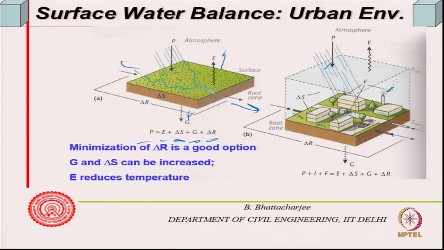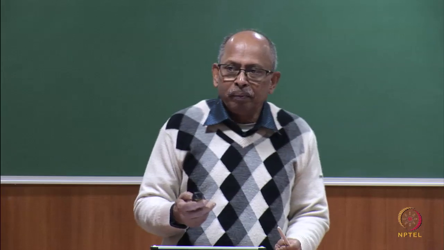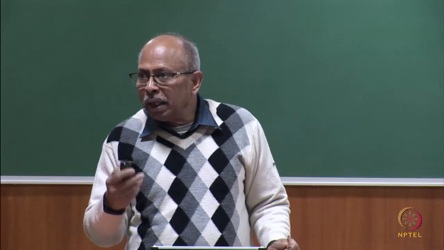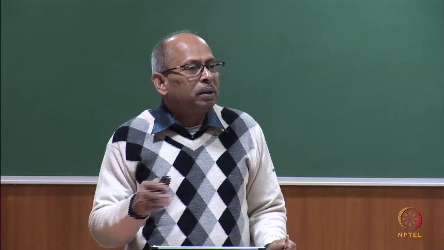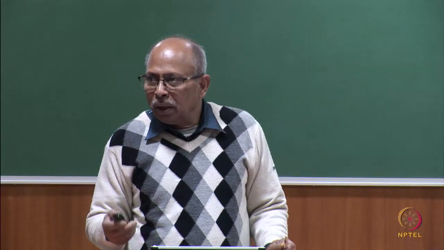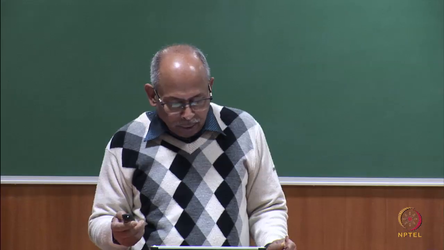So, minimization of delta R is a good option, because that is not getting utilized. G and delta S can be increased, G being the groundwater recharge, and storages if required, while E reduces the temperature. So, R is the thing which is not useful. That is why, if you see any energy and environment rating, they talk in terms of groundwater recharge and so on.